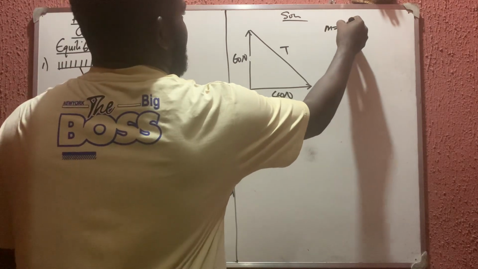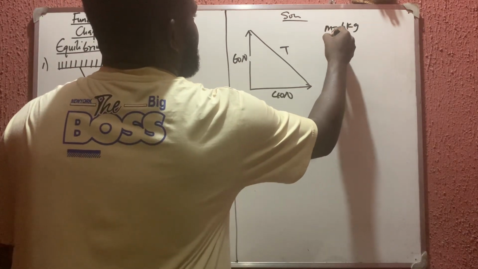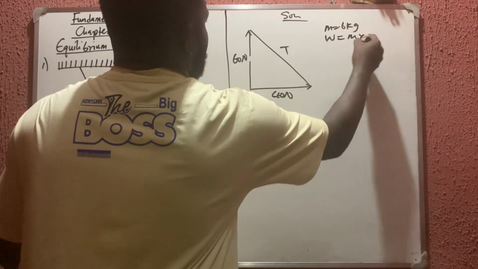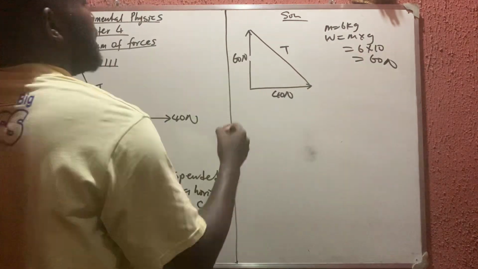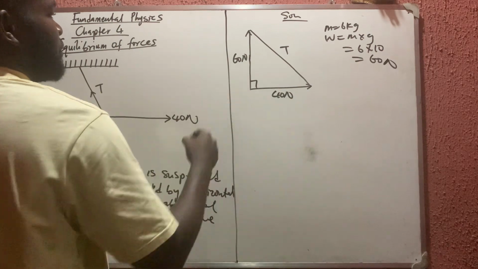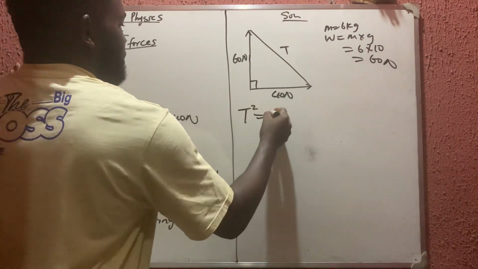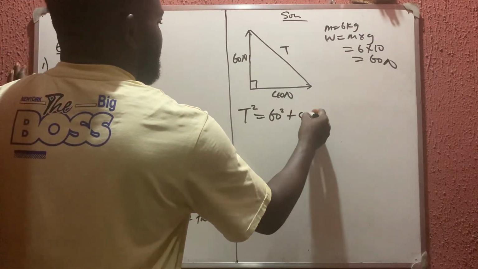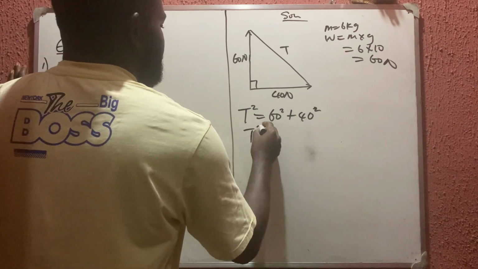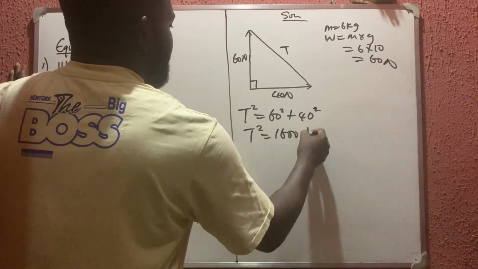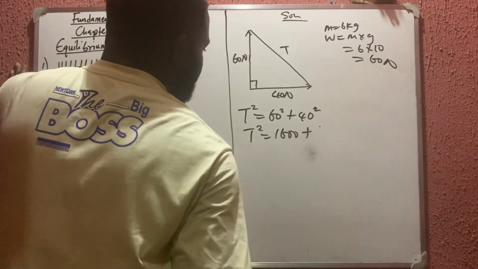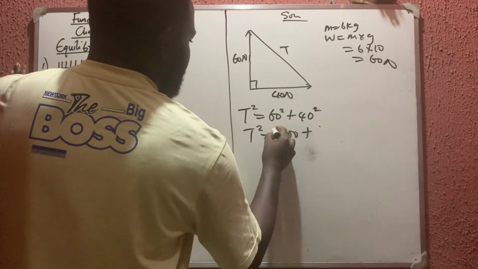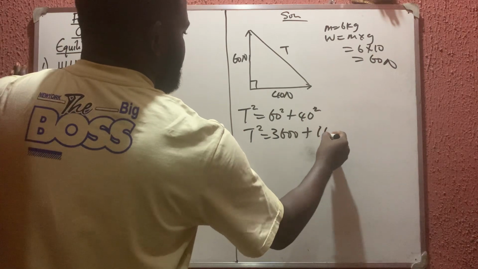The mass is equal to 6 kg. So the weight will be mass times acceleration due to gravity, which is 6 times 10, which is 60 newton. Now if I use Pythagoras theorem to solve this, I'm going to have that T squared is equal to 60 squared plus 40 squared. So T squared is equal to 3600 plus 1600.